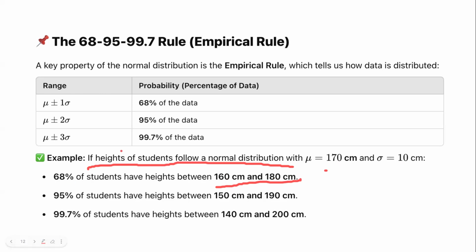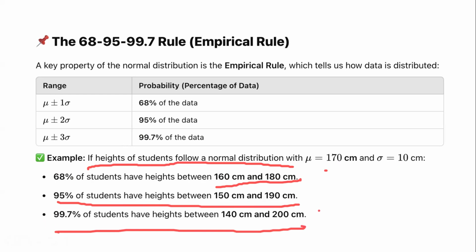Similarly, we can calculate the range for 95% of the students: between 150 and 190 centimeters. And if I ask you to calculate for 99.7%, you can tell me the height of the students will be in the range of 140 to 200 centimeters. With this limited information only, you are able to tell me the height range. Remember this, it has a lot of application in the machine learning space. When we discuss machine learning algorithms, we'll be using these principles.